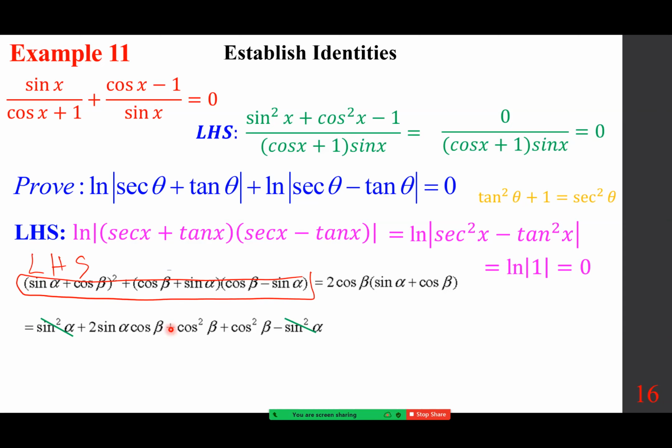So we have this, and we will combine this into 2 cosine squared beta. If we take the common factor of 2 cosine beta, we prove it's equal to the right side.